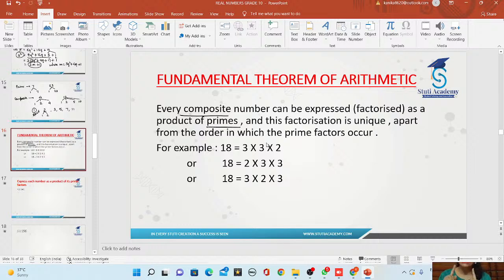Please notice, as I just told you, the prime factorization of 18 is unique. We can write 18 as a product of 3, 3 and 2. We cannot write it as 2 into 5, that's not correct. We cannot write it as 5 into 7, that's not correct. So the prime factorization has to be unique, but the order in which the prime factors occur can be different. We can write 3 into 3 into 2 as 2 into 3 into 3 or 3 into 2 into 3. We can rearrange them, but we cannot change the factors.